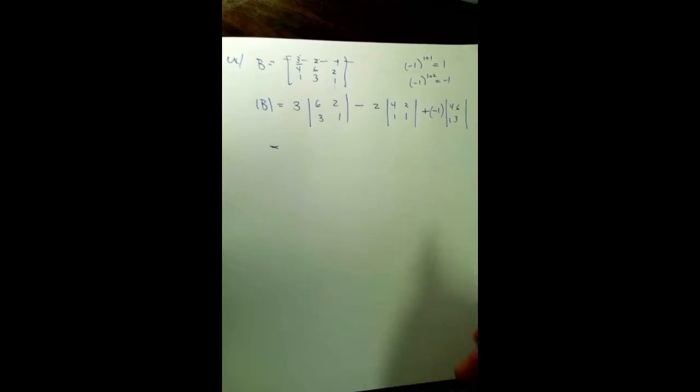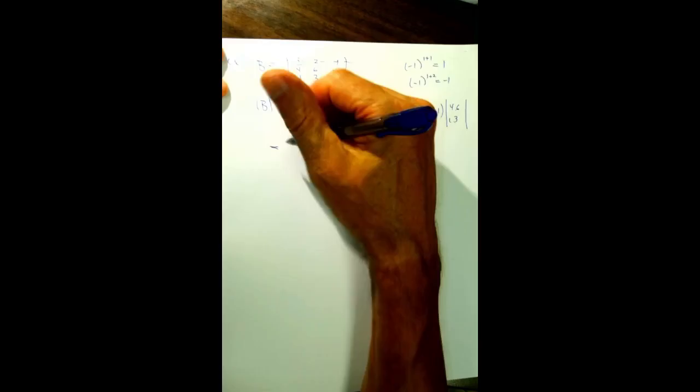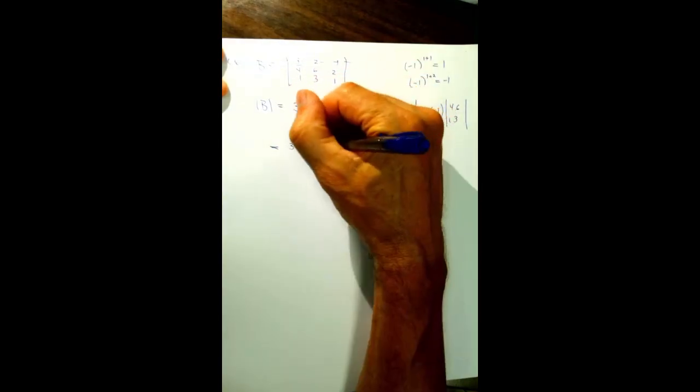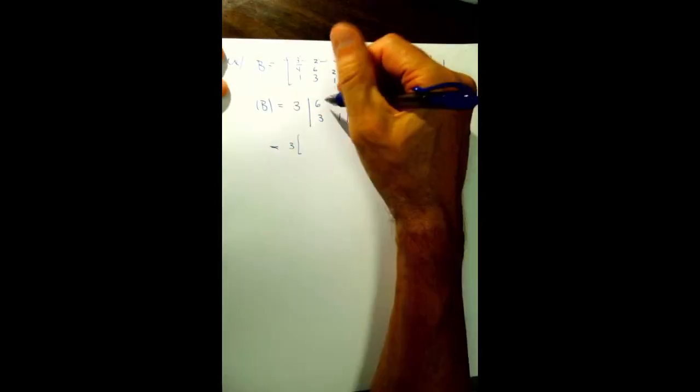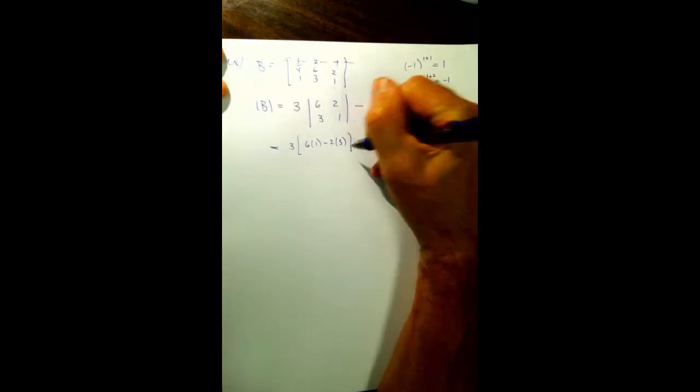And then what's nice about this now is I have 2 by 2 matrices, and I can just plug into the definition of the determinant for that. So that's going to be 6 times 1 minus 2 times 3.